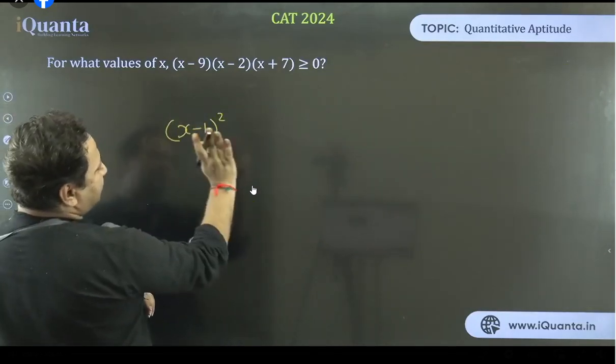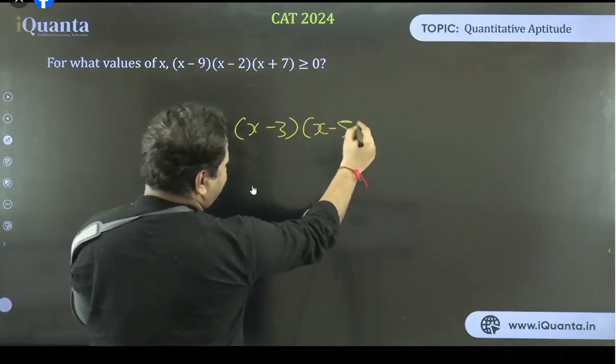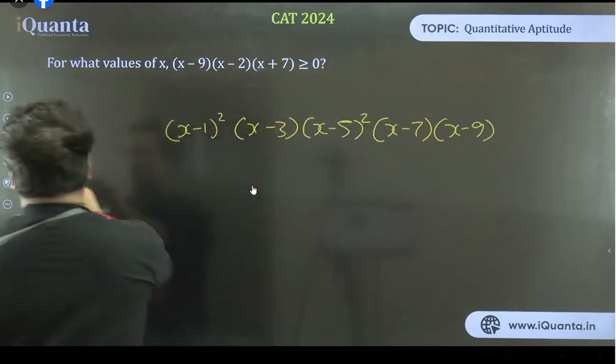Now listen carefully. Let's take (x minus 1) whole square, then x minus 3, then let me take (x minus 5) whole square, then x minus 7, and x minus 9. Let's see how the graph will look like.